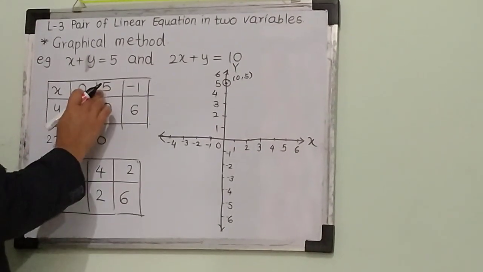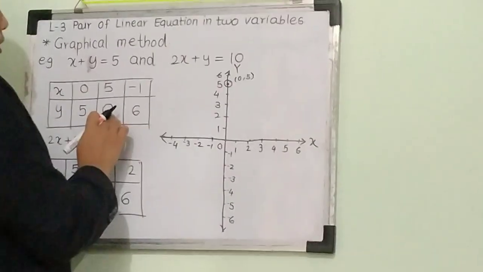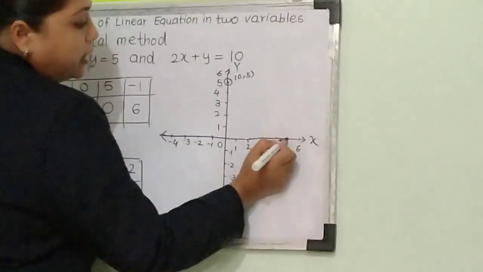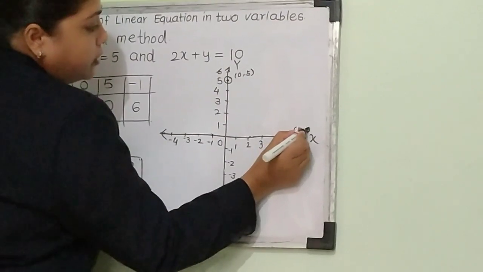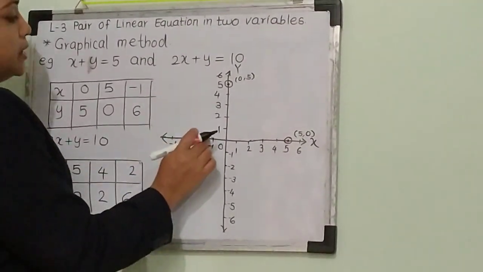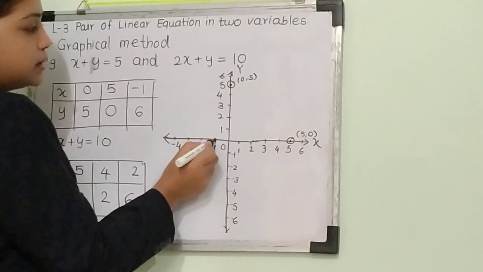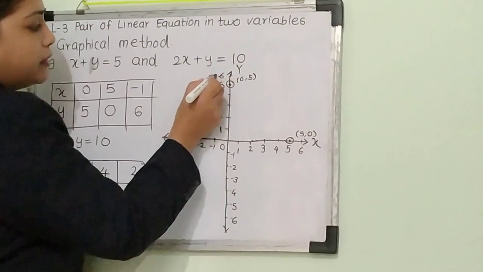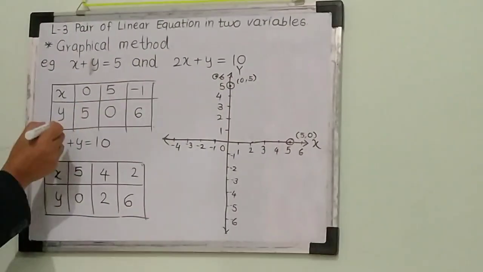Second point, that is 5, 0. So here y coordinate is 0. It means that it lies on x axis, that is 5, 0. And the third point, that is minus 1, 6. So minus 1 from the x axis and 6 from the y axis. The point will lie here.